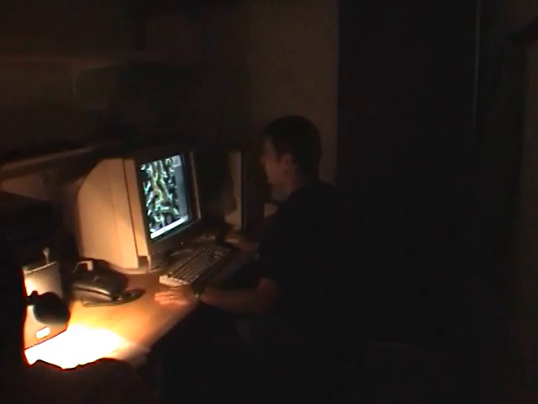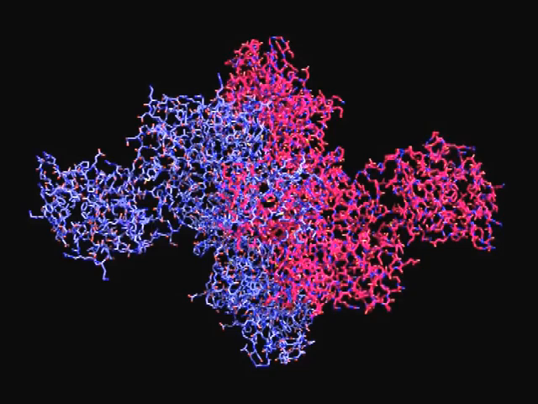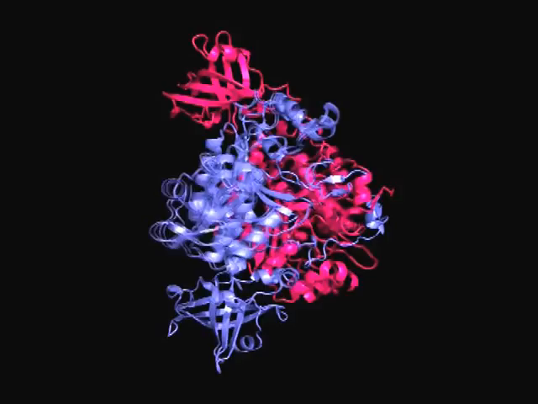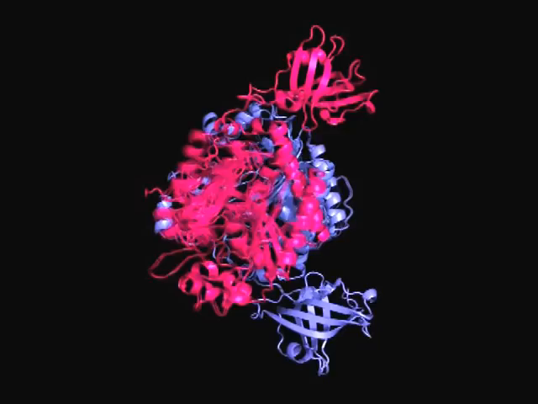It is possible to visualize the whole population of atoms within the molecule, or a more schematic representation which reveals a global architecture of the molecule. Here is a protein which is composed of two identical polypeptide chains. The protein is called an enzyme, and it catalyzes a chemical reaction.